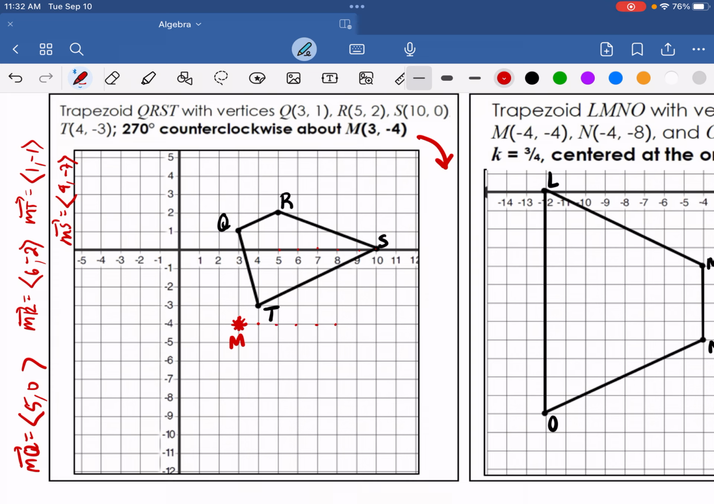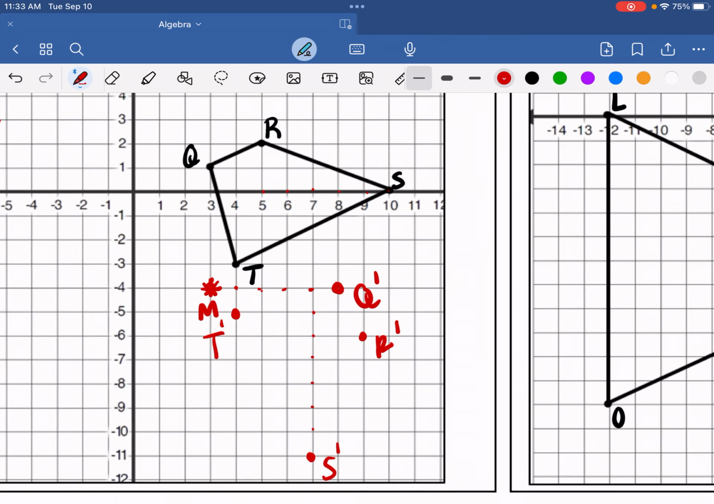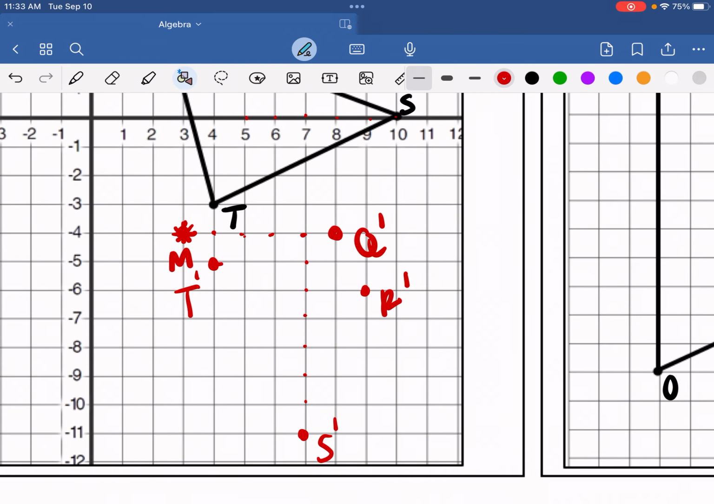Okay, from M, go 6 to the right and down 2. That's R prime. From M, go 1 to the right and down 1. That's T prime. And from M, for S, you go 4 to the right, 1, 2, 3, 4, and down 7. 1, 2, 3, 4, 5, 6, 7. And that's S prime. And that is the answer to my new shape. It rotated 270 degrees counterclockwise around M.